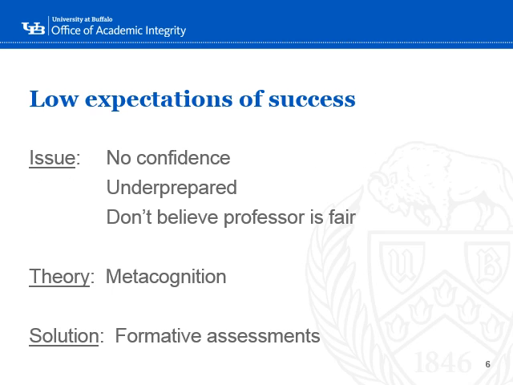Another reason why students cheat is that they have low expectations of success. They have no confidence, they're underprepared, and sometimes they don't believe that their professor is fair. So they think that no matter what they do, the professor is against them, and they end up cheating. One of the theories behind this that might help us solve it is about metacognition. So metacognition is a student's awareness of their own level of knowledge and understanding. So if you have poor metacognition, a student will study for a short time and they feel that they know everything. Whereas if you have good metacognition, the student studies for a short time and they realize that they've only just begun to study.